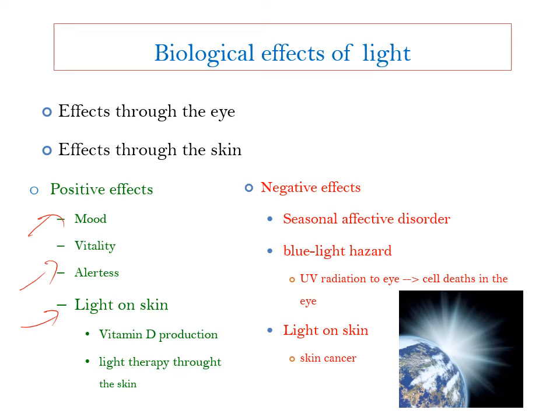Light on the skin also can produce vitamin D, and there is also an application called light therapy, specifically low power light therapy. The negative effects include seasonal affective disorder or SAD, the blue light hazard, and UV radiation to the eye. It can also cause cell death in the eye. Light on the skin can also cause skin cancer.